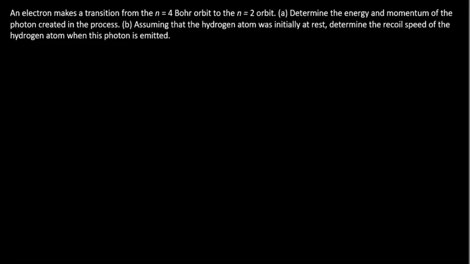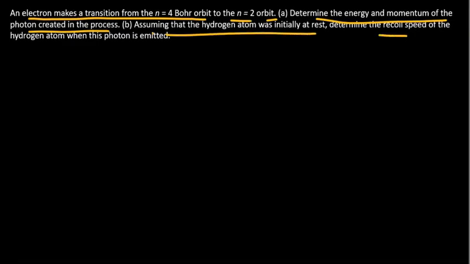In this video, we shall look at a couple of problems associated with atomic physics. Problem 1. An electron makes a transition from n equals 4 Bohr orbit to the n equals 2 orbit. Determine the energy and momentum of the photon created in the process, and assuming that the hydrogen atom was initially at rest, determine the recoil speed of the hydrogen atom when this photon is emitted.